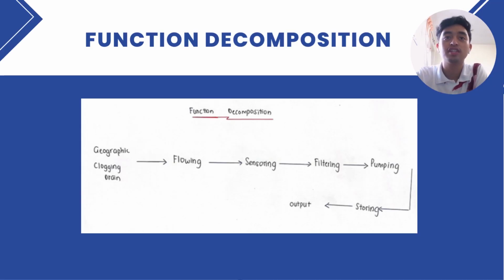This is our function decomposition, starting with geographic clogging drain. Next is flowing, sensoring, filtering, pumping, storing, and lastly the output, which is to maintain the water level.